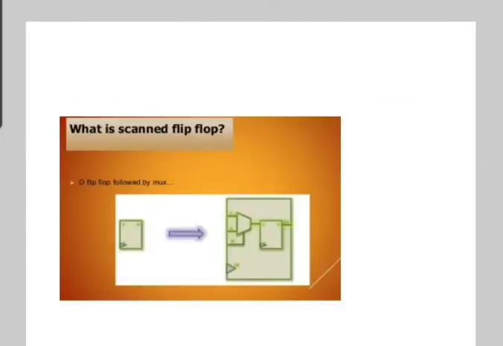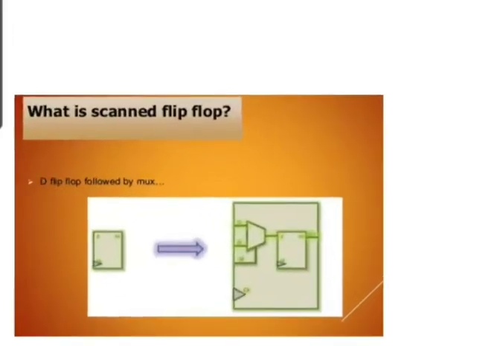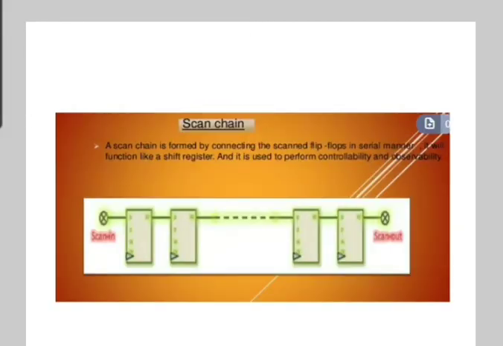So what is a scan flip-flop? Here the D flip-flop is followed by the mux. Now scan chain. Before going to the scan chain, what are the advantages of scan path?